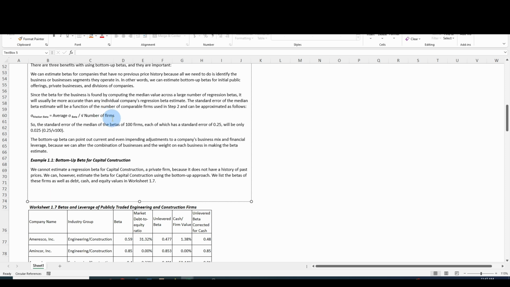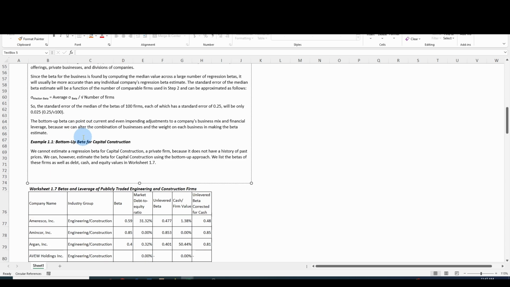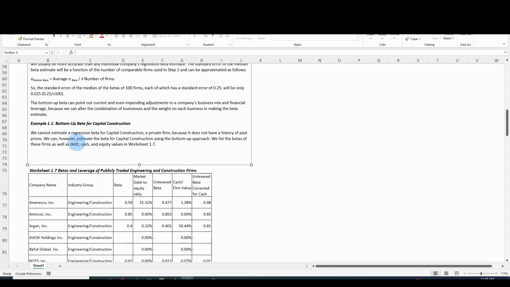Okay. The bottom-up beta can point out current and more impending adjustment to a company's business mix and financial leverage, because we can alter the combination of businesses and the weight on each business in making the beta estimate. We cannot estimate a regression beta for capital construction, a private firm, because it does not have a history of past prices. We can, however, estimate the beta for capital construction using the bottom-up beta.